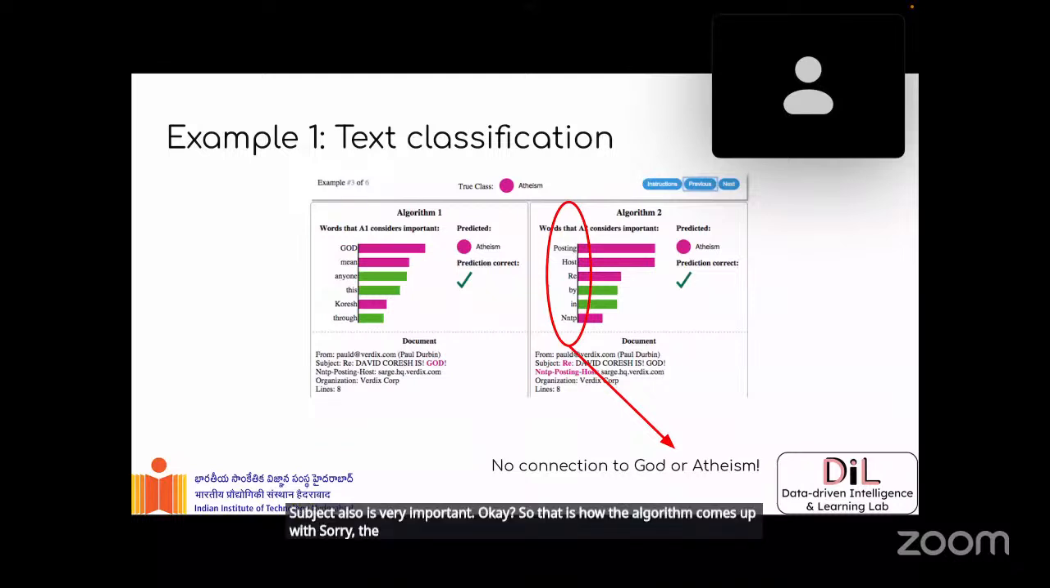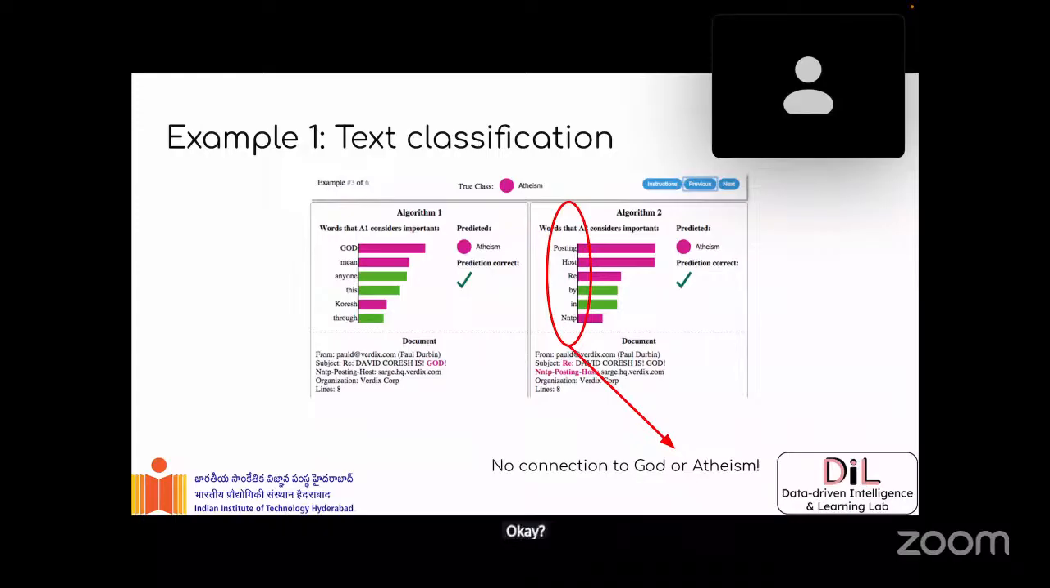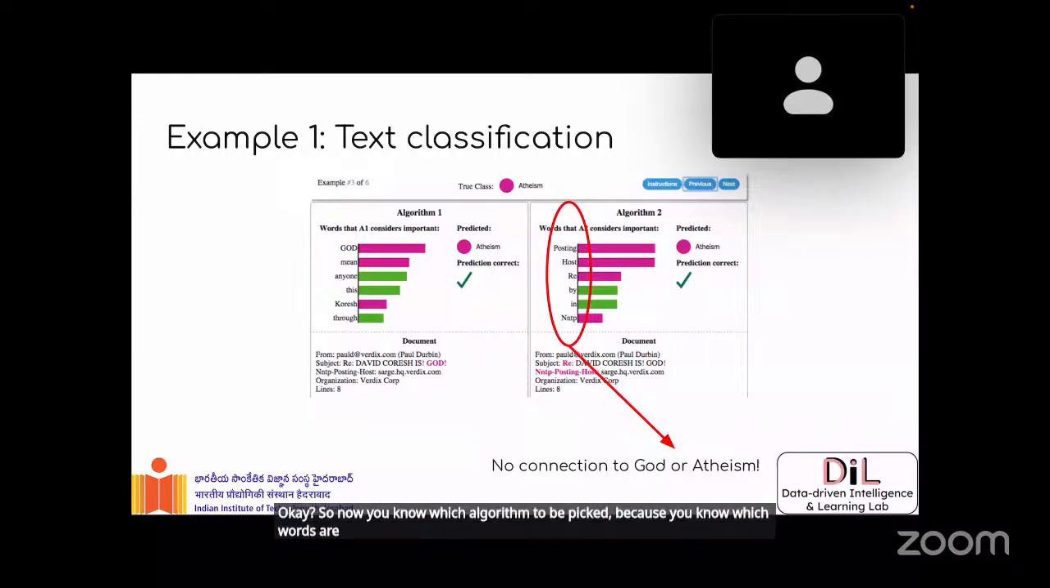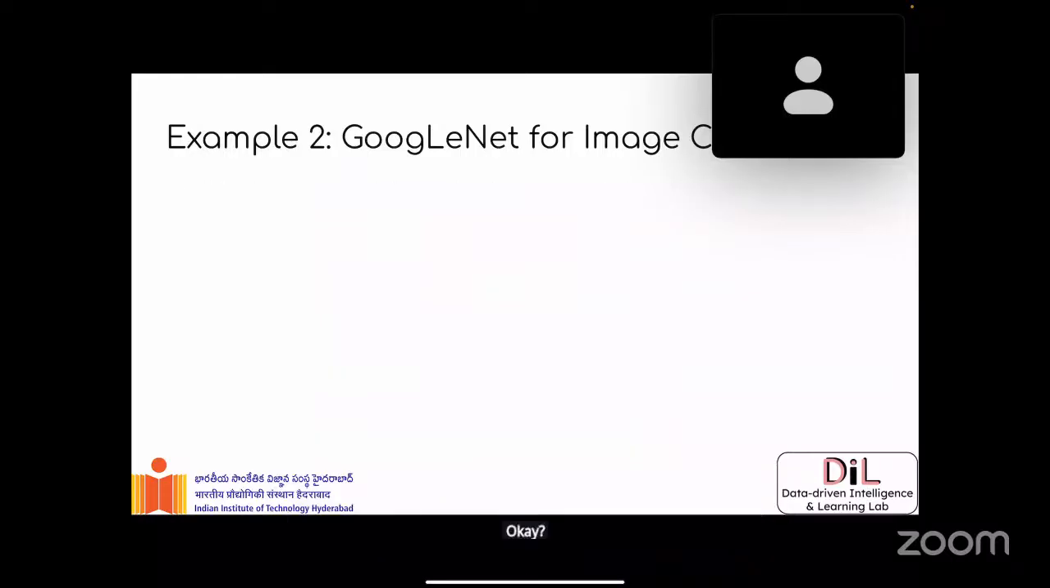LIME comes up with an explanation for the SVM. Okay, so now you know which algorithm to pick, because you know which words are getting more importance, and you can relate whether that is convincing to give more importance or not. All right, so I'll stop here.